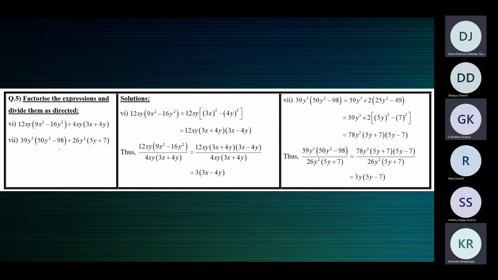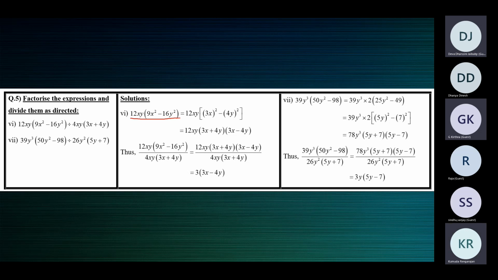We'll understand these two and wind up the session. In the sixth one, this is the numerator. Before the division sign, this is what we have. Observe the two terms. When there are three terms, you should think about splitting the middle term. There are only two terms, so you cannot split the middle term. Only when there are three terms, you can think of splitting the middle term.